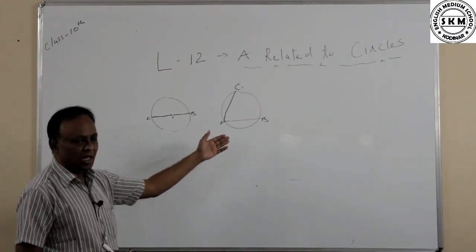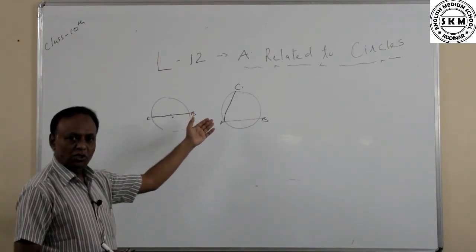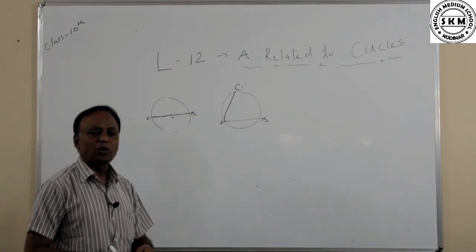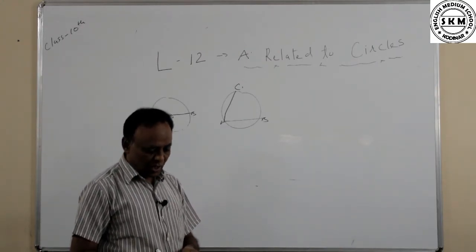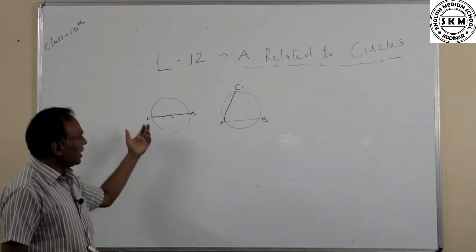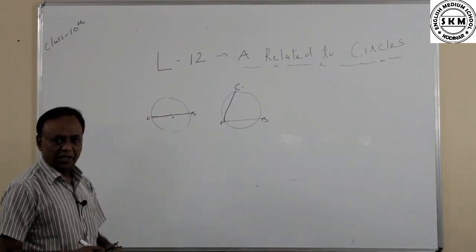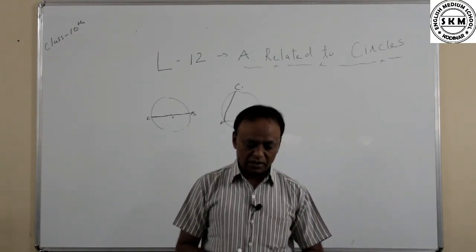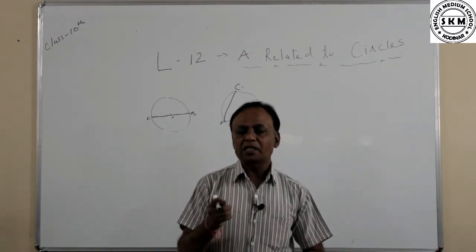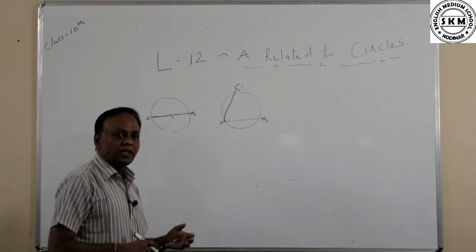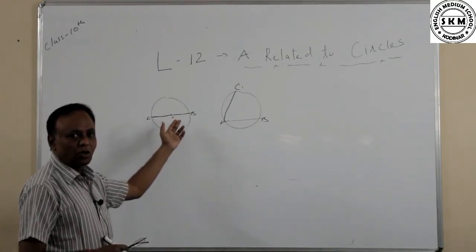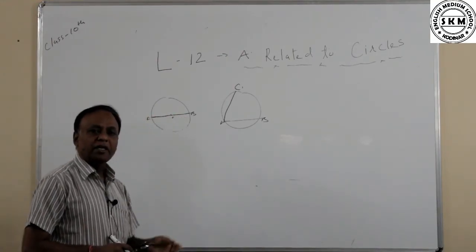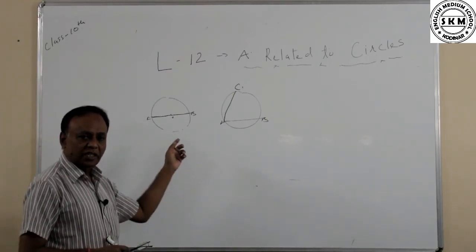So AB, A and B are points on a circle. AC, A and C are also points on a circle. So it is a line segment joining any 2 points on a circle. It is called the chord. Now diameter. So here in this figure, AB is a diameter. If a chord passes through the center of a circle, it is a diameter. Diameter is also a chord, but what is the difference? It must be passing through the center of a circle. So AB is a diameter, it is passing through the center O.